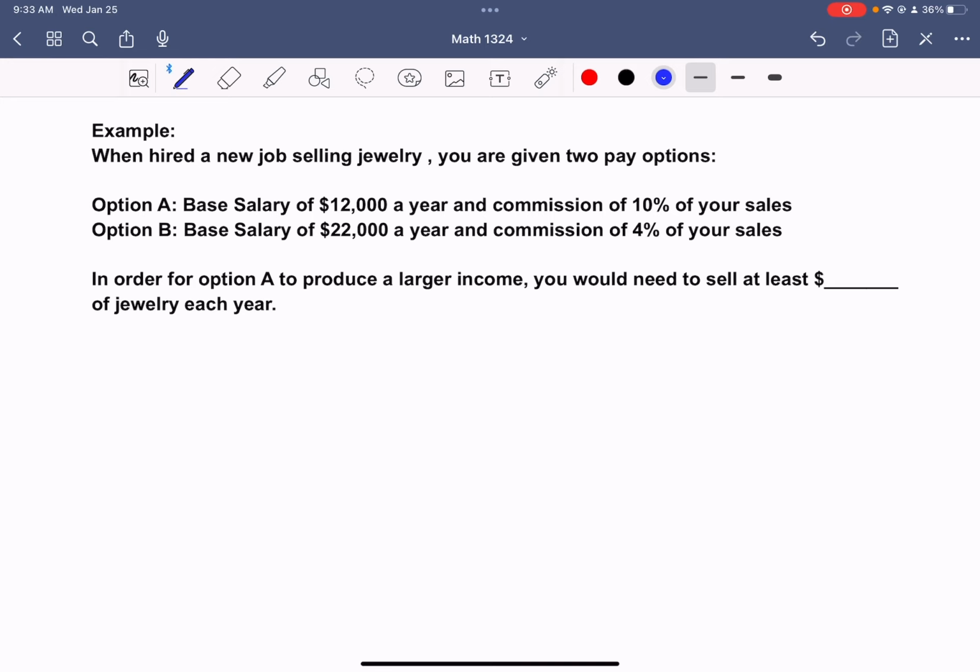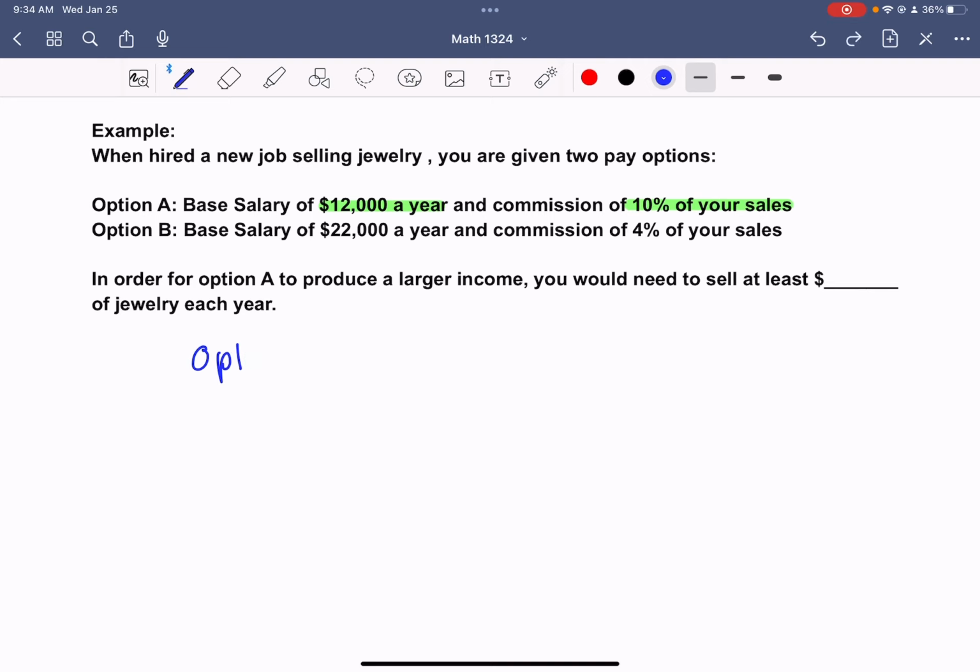So option A and option B, in a real-world sense, is going to be based on your life situation. Now, in this problem, we want to know, in order for option A to produce a larger income, what do we have to get our sales to that's going to make it a really good option? You would need to sell how much jewelry? So let's look at this. We're making goals for ourselves because we're going to take more commission, but we want to make sure we're making more than that base salary with its commission in option B. So what we're going to do is use the information and create 2 equations. In option A, you're going to make $12,000 a year and then 10% of your sales.